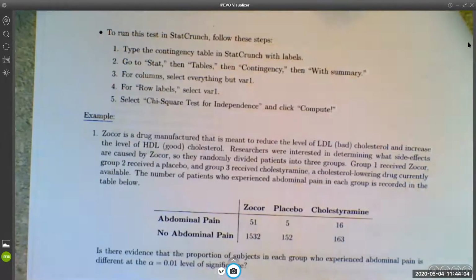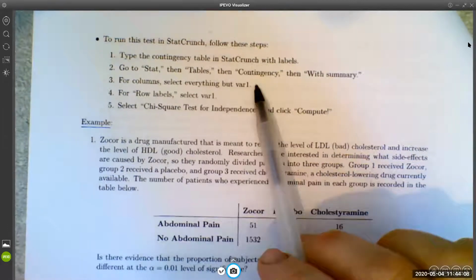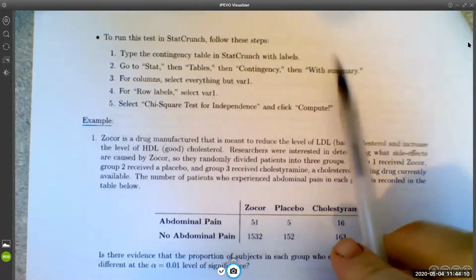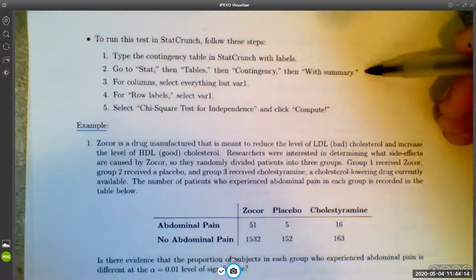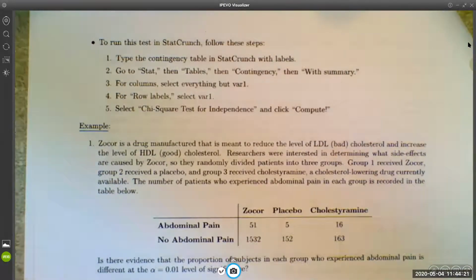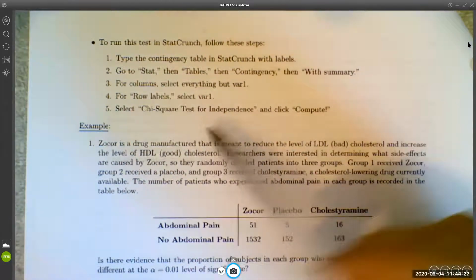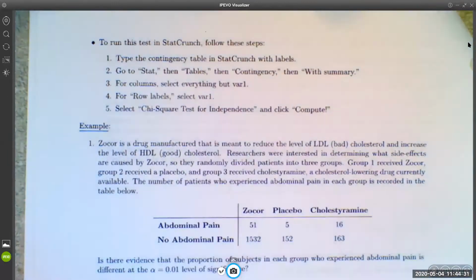Now to run the test in StatCrunch, you go to Stat, Tables, Contingency with Summary, and then you want to run the chi-square test for independence. This particular set of commands is similar to McNemar's test when we were testing 2 dependent proportions. We went to Stat, Tables, Contingency with Summary. The difference is that we then went to McNemar's test. And now, instead, we're going to do the chi-square test for independence.